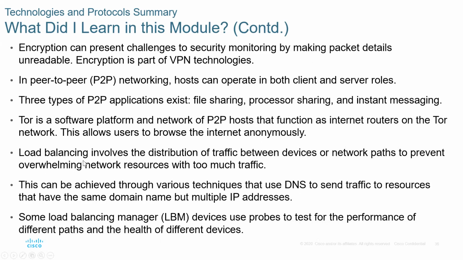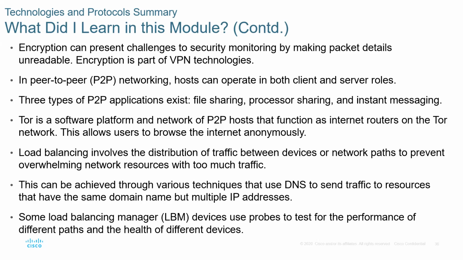Encryption can present challenges within security monitoring because encryption is part of VPN technologies. When we use peer-to-peer networking, hosts can operate as both clients and servers. Three types of P2P exist: file sharing, processor sharing, and instant messaging. Tor is a software platform that uses peer-to-peer hosts that function as internet routers across the Tor network, and this can be used to browse the internet anonymously.